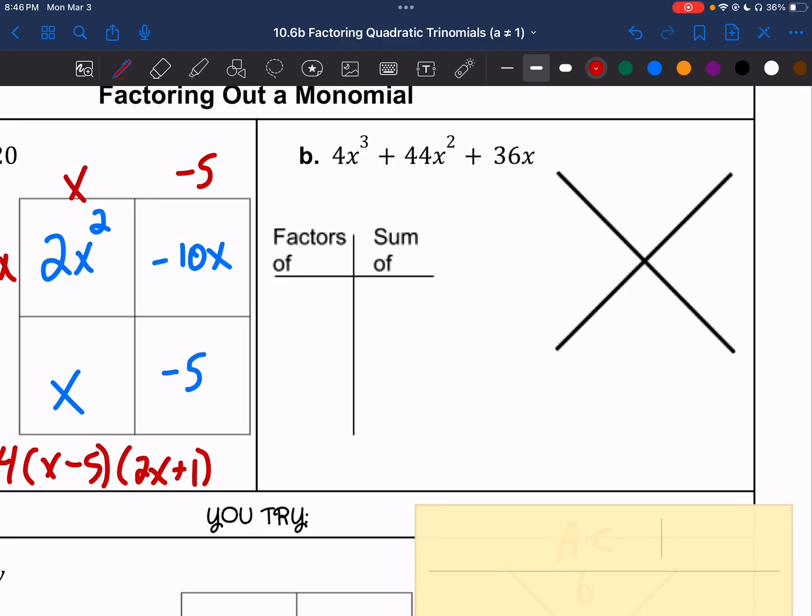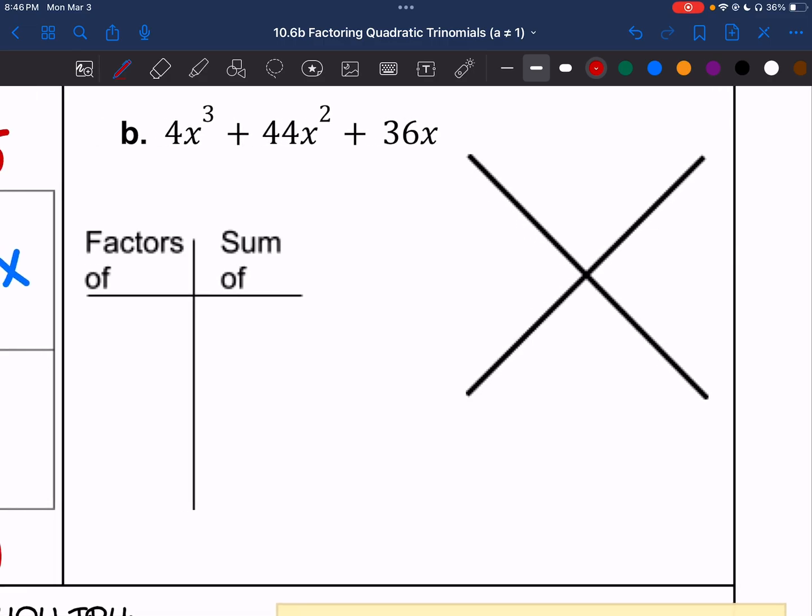All right, so letter B. We're going to look at the grouping method to factor this one. So first thing off, we've got 4x cubed plus 44x squared plus 36x. What is my common factor that I can take out? I can bring out a 4x, and I'm left with x squared plus 11x plus 9.